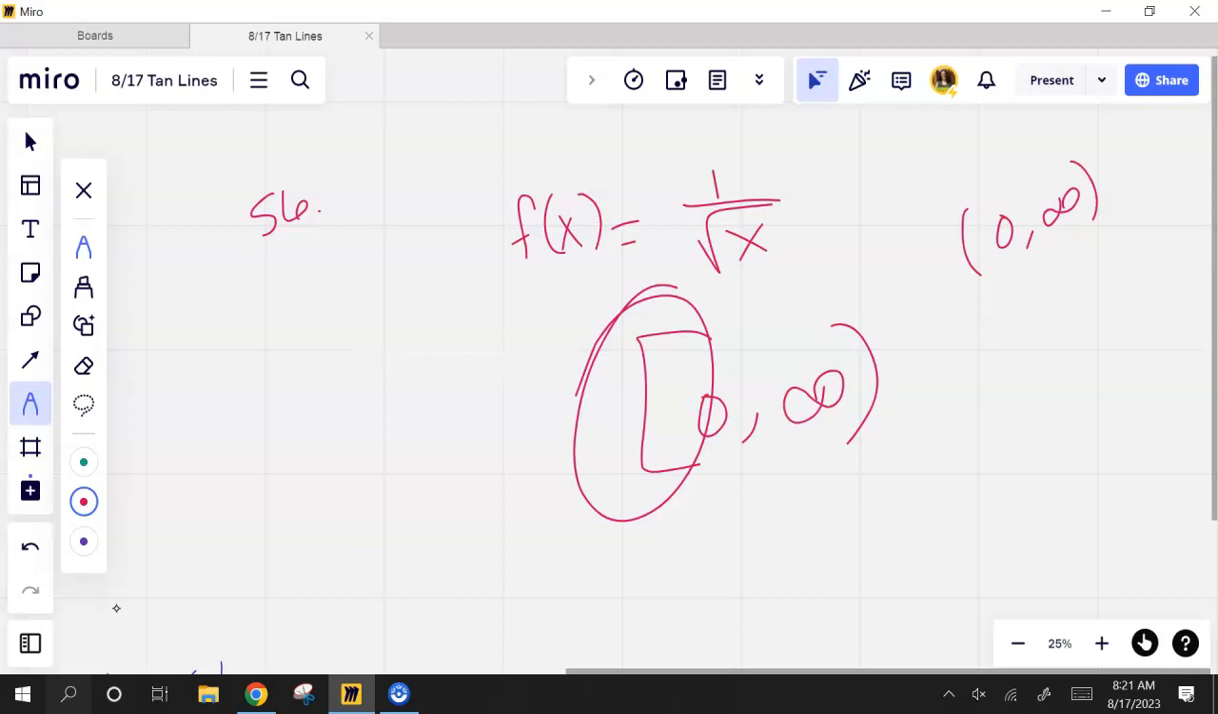On which of the following intervals is it not continuous? We know it's not continuous when, go ahead. Right. That's correct. Right.